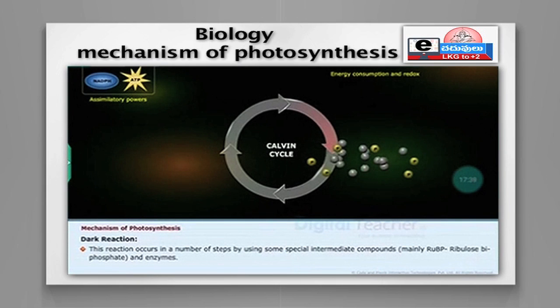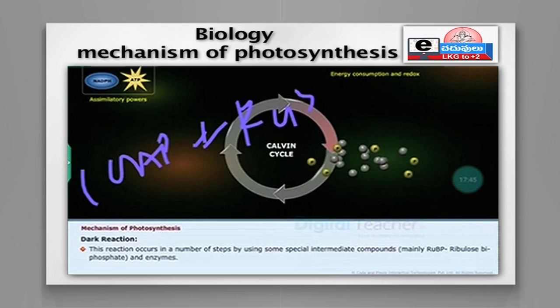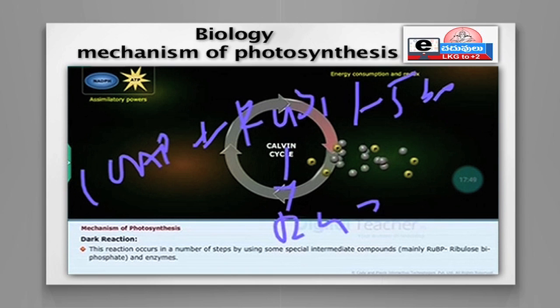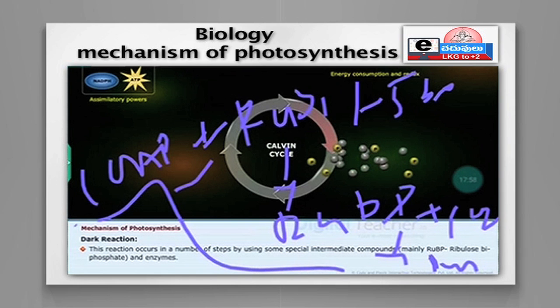See, one glyceraldehyde phosphate combines with ribulose 1,5 bisphosphate to form RuBP. This RuBP catches carbon dioxide and is converted to phosphoglyceric acid. This is divided into one glyceraldehyde phosphate and another glyceraldehyde phosphate. This one gets converted to starch formation.